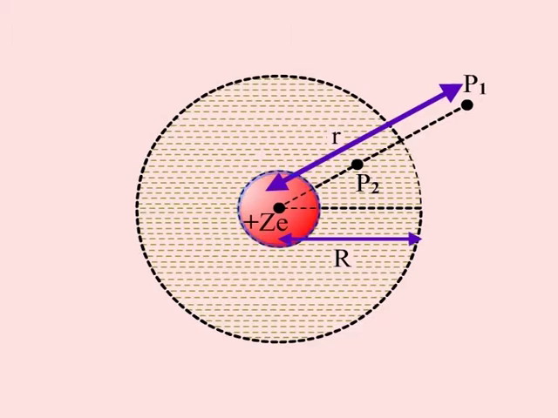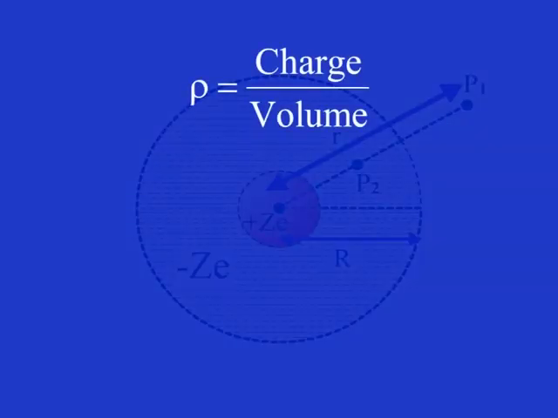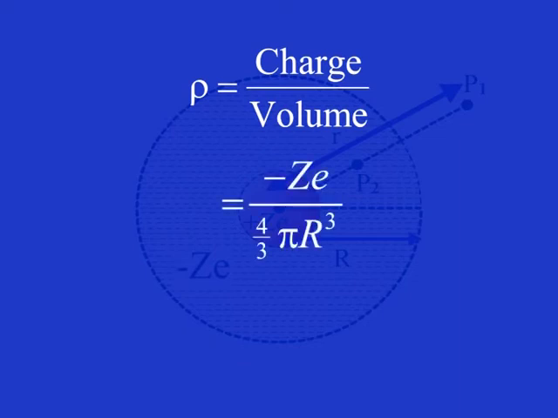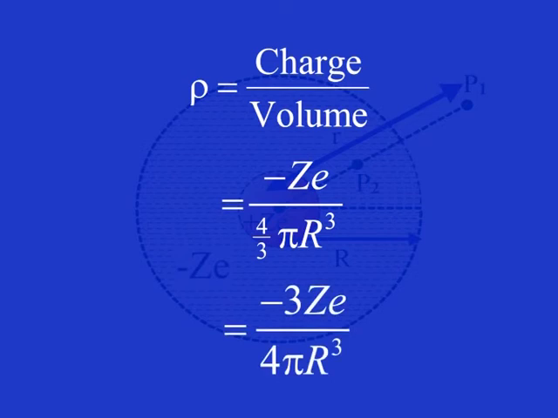According to this, charge on nucleus is plus Ze. Since the atom is neutral, therefore, total negative charge should be minus Ze. Hence, the negative charge density rho, which is charge per unit volume, would be equal to minus Ze upon 4 by 3 pi R cube or minus 3 Ze upon 4 pi R cube.